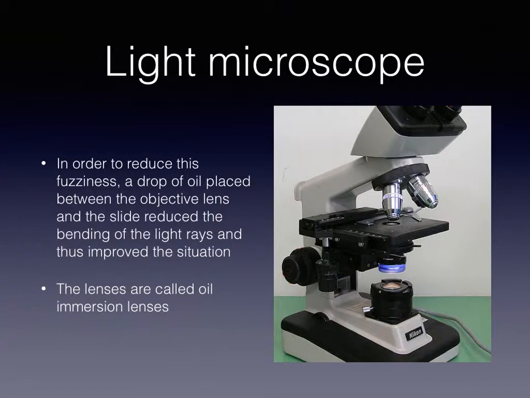In order to reduce this fuzziness, a drop of oil placed between the objective lens and the slide reduces the bending of light rays and thus improves the situation. The lenses are called oil immersions. They are not something that we do in high school, but if you go on to post-secondary, that is one of the techniques you will learn.